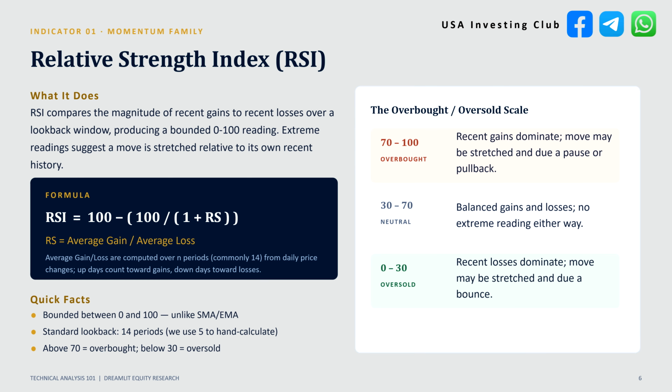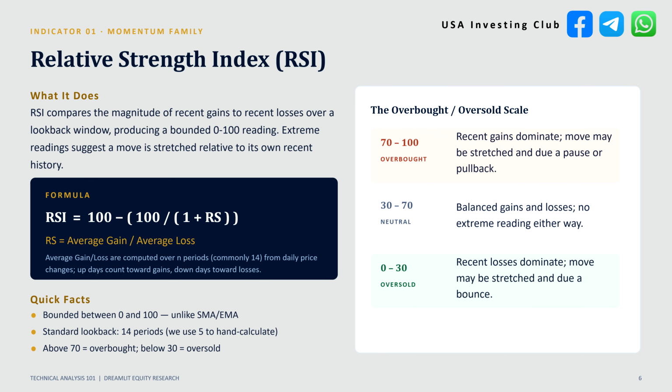Here is the RSI formula in full. RSI equals 100 minus the quantity 100 divided by the quantity 1 plus RS. RS stands for relative strength, and it's simply the average gain divided by the average loss, both computed over an n-period look-back window, most commonly 14 periods, from daily price changes. On any day price closes higher than the prior day, that gain counts toward the average gain. On any day it closes lower, that loss counts toward the average loss.